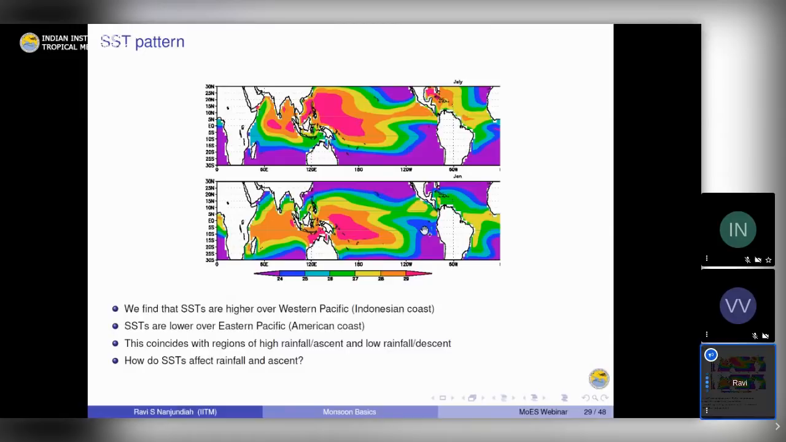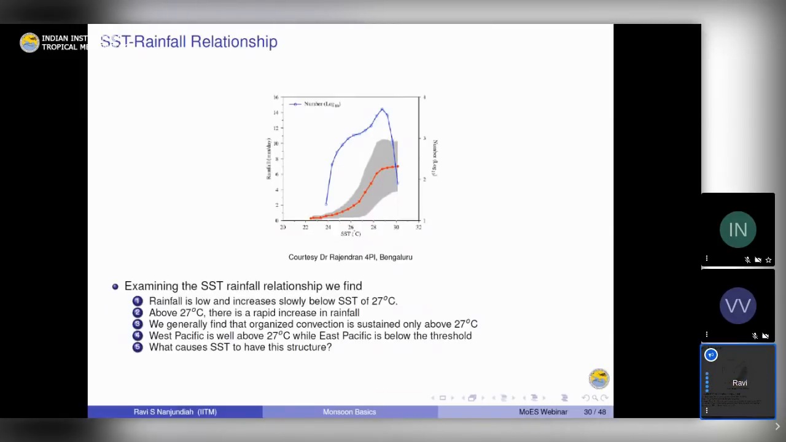So how do SSTs affect rainfall and ascent? There appears to be a relationship between rainfall and sea surface temperature, which I discussed a few slides back. It was discovered by some of our Indian scientists led by Professor Kargil, and almost at the same time it was also discovered by Graham and Barnett. What we see is a threshold around 28.